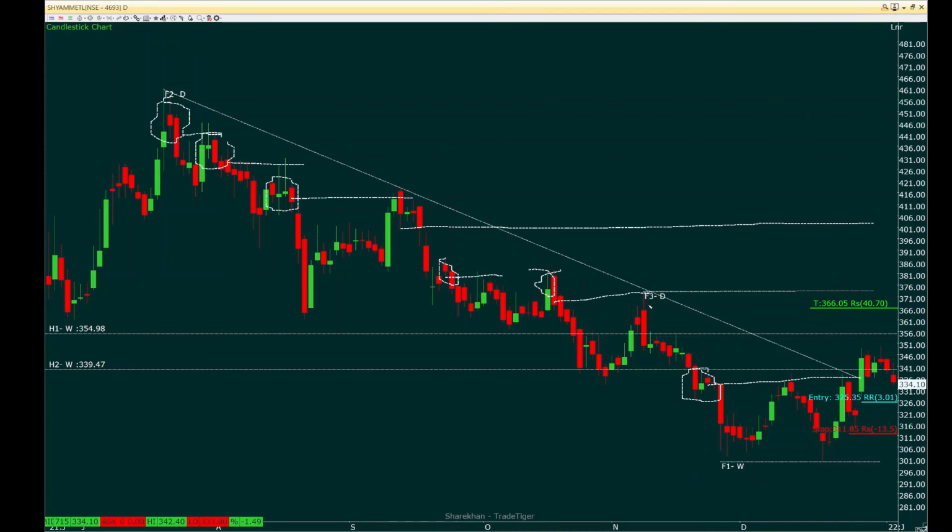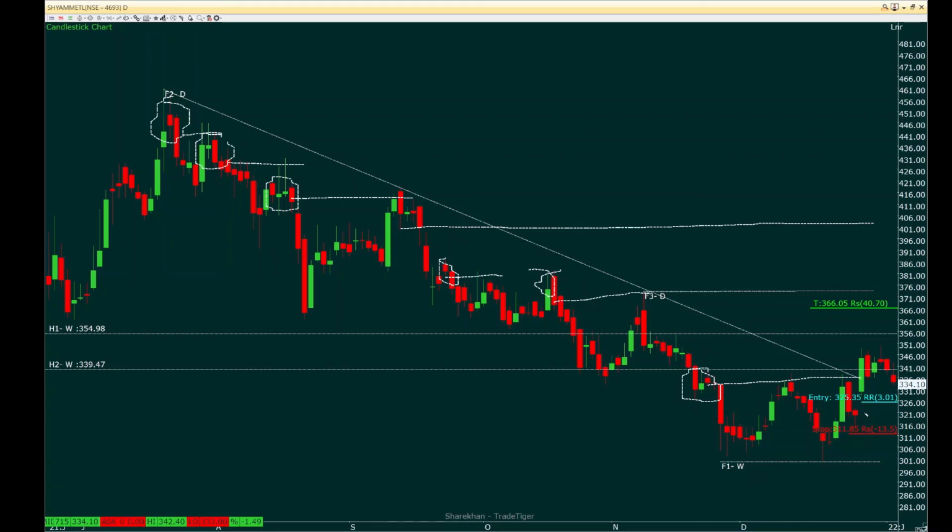If this level is broken, then a minor halt could be at 386, followed by a major halt at 406. After 406, the road is clear, and price can reach a significant high. So this is one of the good stocks you can keep under your consideration. And anyway, the expectation is the metal sector should be bullish in some time. So considering the sector may also support the price movement, you can keep a watch on this level.